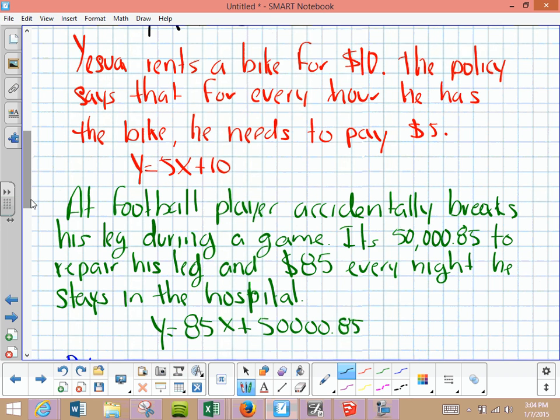On this one, Yesua rents a bike for $10. The policy says that for every hour he has the bike, he needs to pay $5. So it costs you $10 just to rent it, right? That doesn't change. That's my B. My M is whatever we multiply by per hour, which is $5. Do you get the idea?